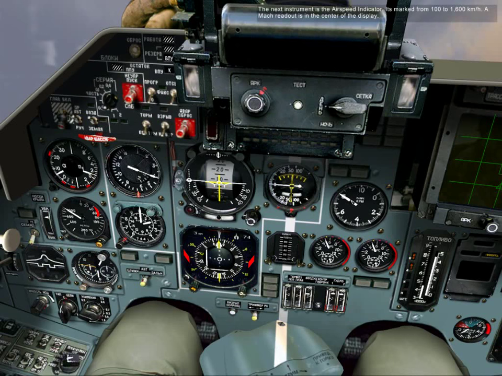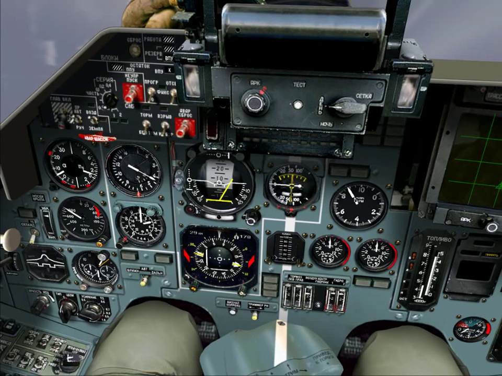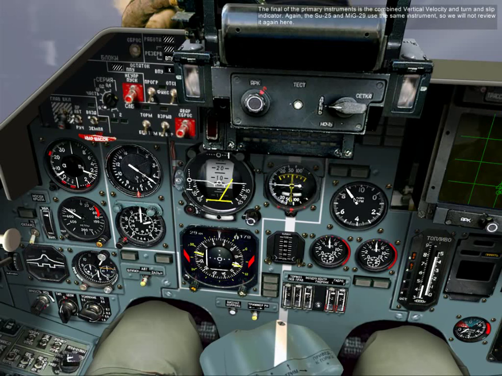The next instrument is the airspeed indicator. It's marked from 100 to 1600 kilometers per hour. The Mach readout is in the center of the display. Below the airspeed indicator is the barometric altimeter. This indicates the altitude above sea level and includes two scales, hundreds and thousands of meters. The final of the primary instruments is the combined vertical velocity and turn slip indicator. Again, the Su-25 and MiG-29 use the same instrument, so we will not review it again here.